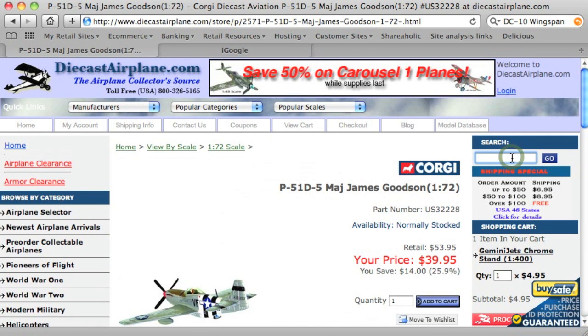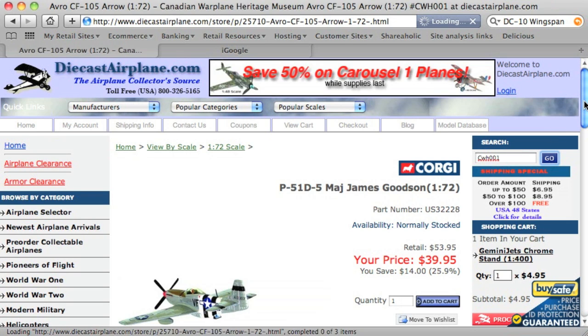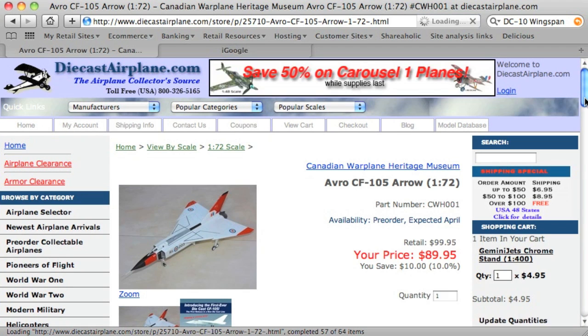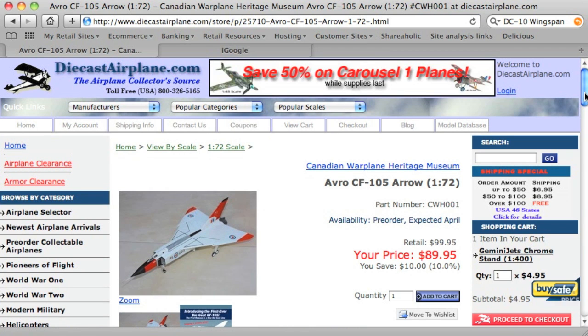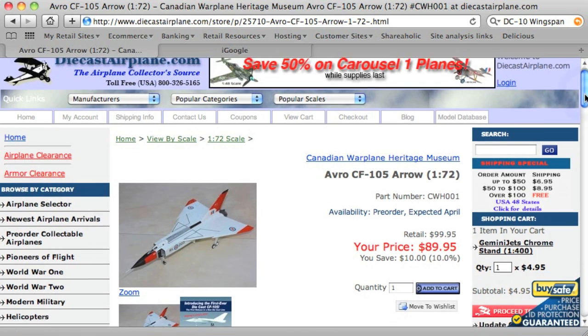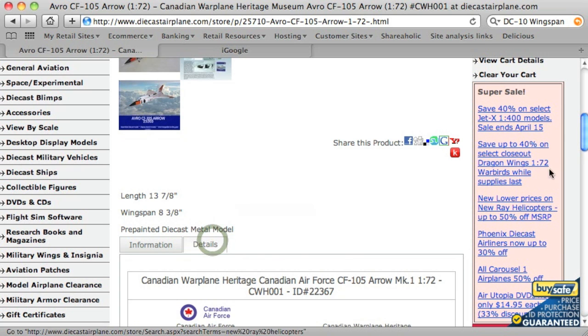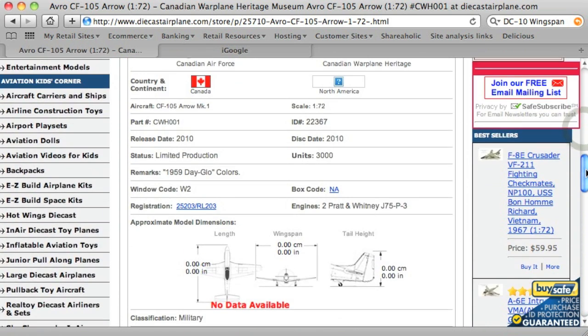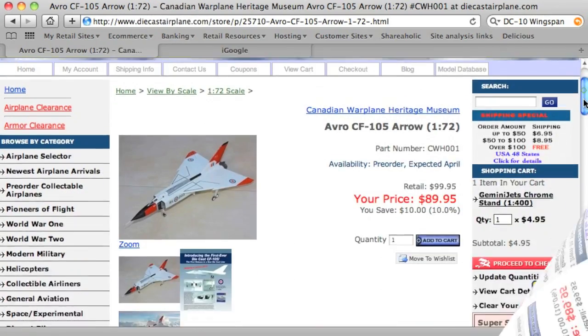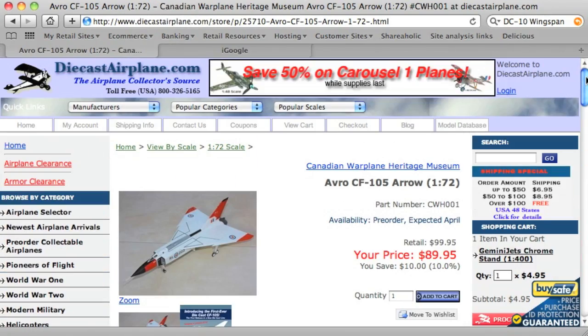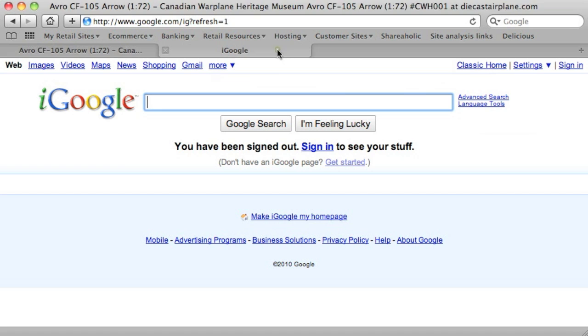Sometimes the database we have doesn't have all that information in it, so we put it as a bullet point just under the picture. So this new Avro Arrow in 1/72nd from the Canadian Warplane Heritage Museum, we've got the length right here, length 13 7/8 inches, wingspan 8 3/8. The reason we've done that there is we haven't collected that information into the database. You'll see that there are certainly cases with models where we don't have the information in the detail field. We haven't put it in for one reason or another, just haven't gotten to it.